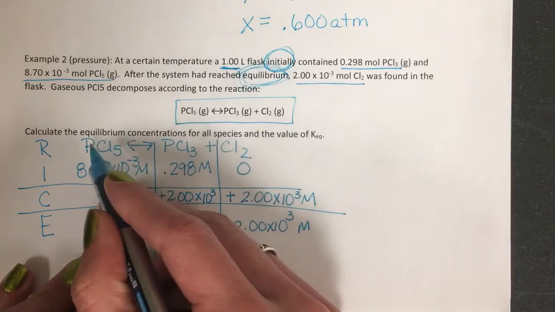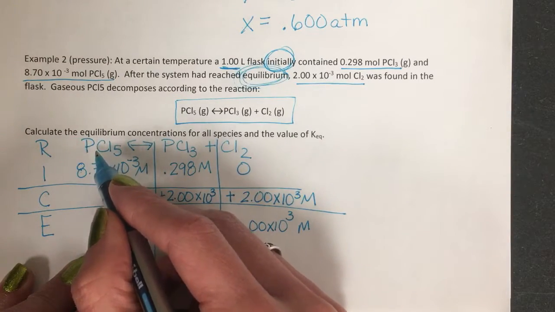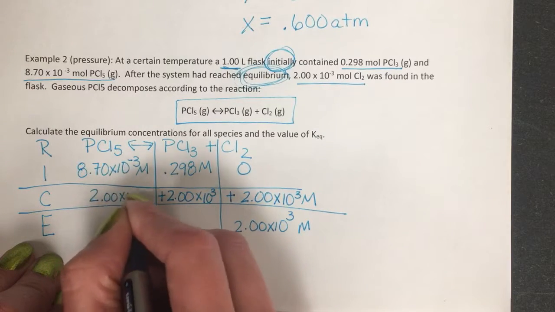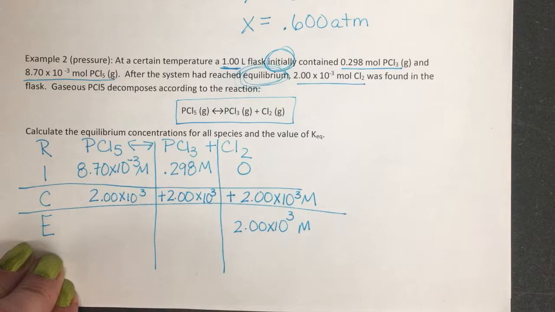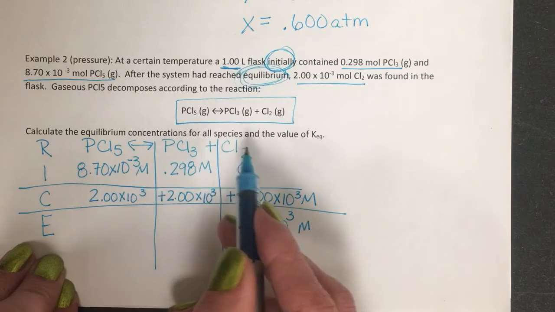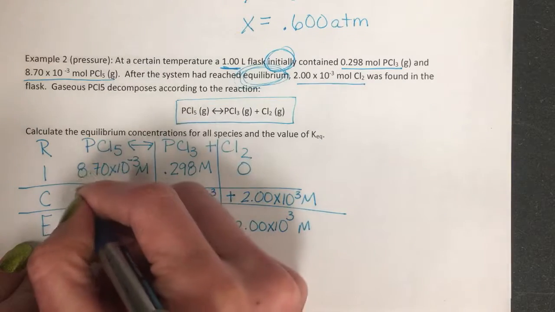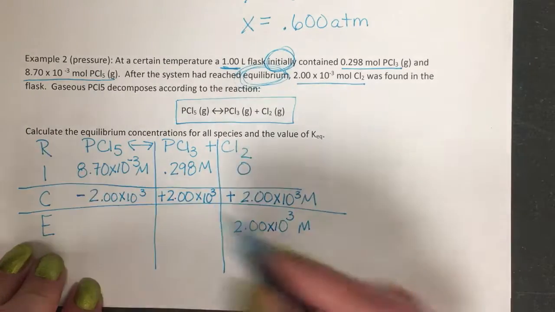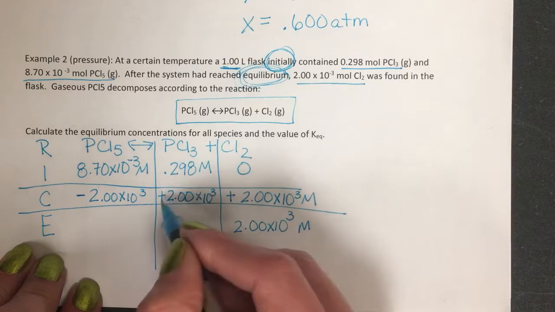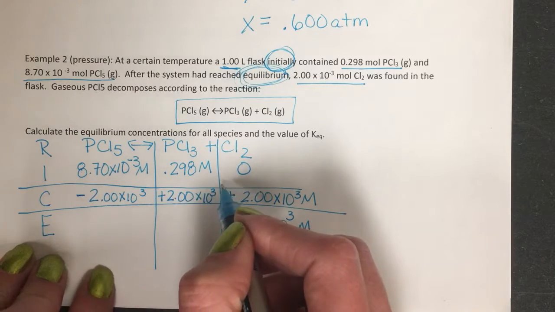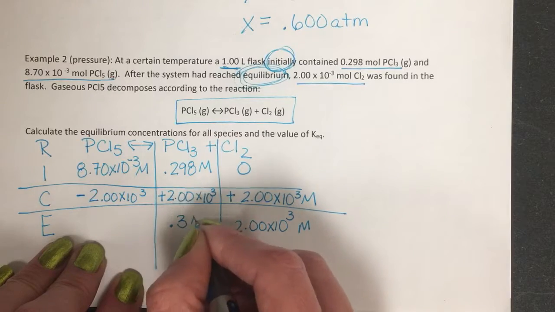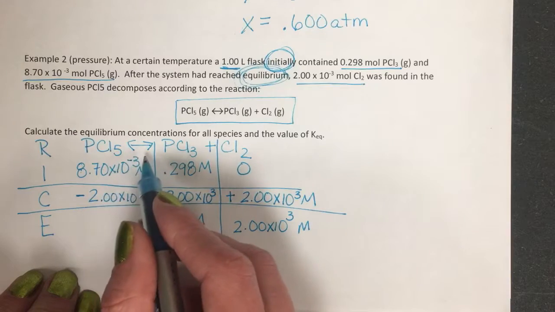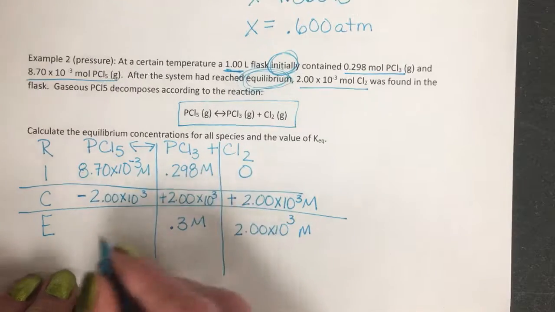Now Cl2 and PCl5 are also 1-to-1. So this is also 2.00 times 10 to the negative third. However, if I'm making Cl2, then I'm getting rid of PCl5. So I'm going to take 0.298 plus 2.0 times 10 to the negative third, and I get 0.3 molar here. I'm going to take 8.70 times 10 to the negative third minus 2.0 times 10 to the negative third.